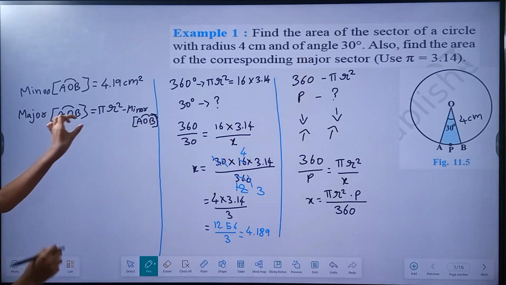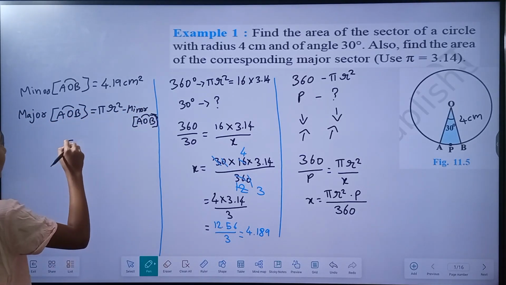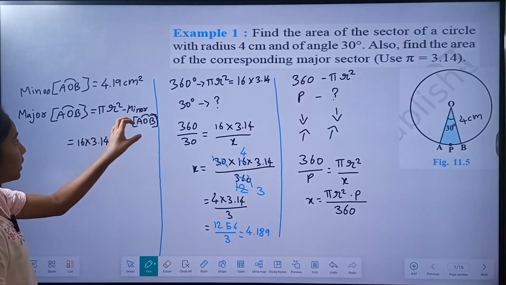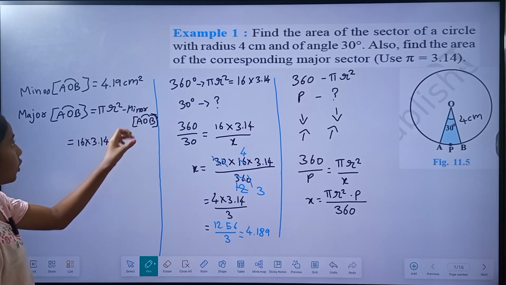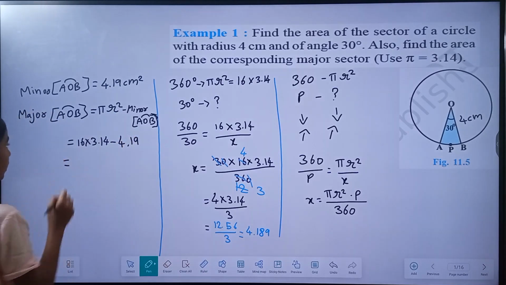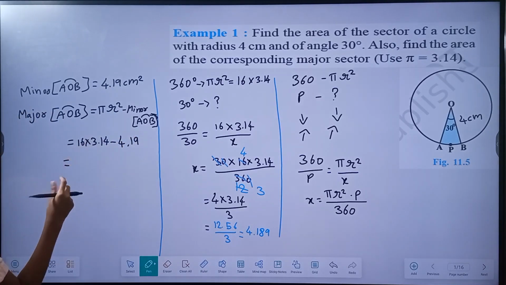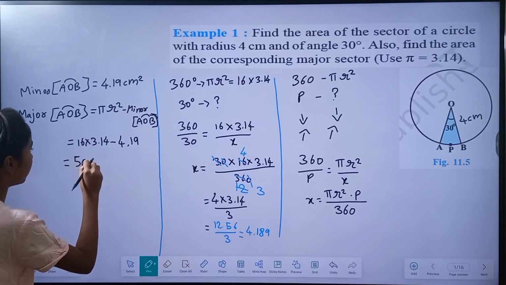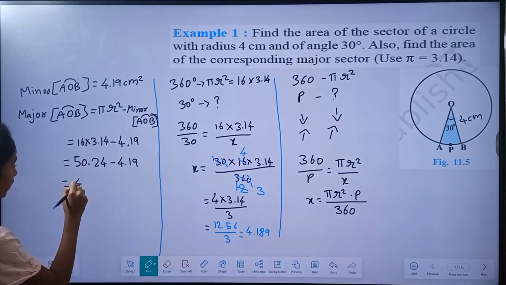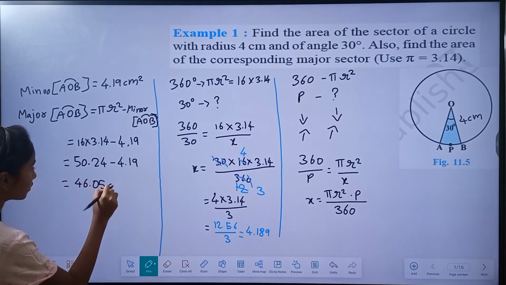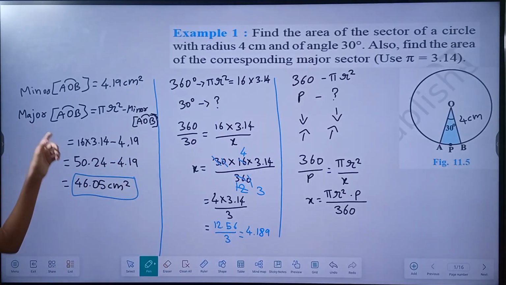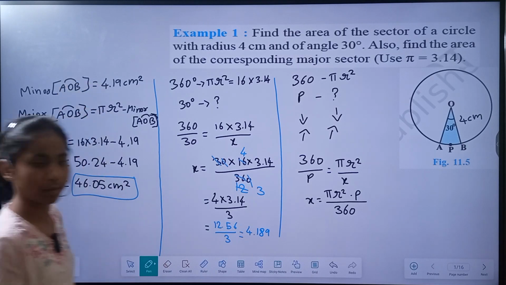So we have pi r square, which is 16 into 3.14, minus the minor sector AOB, which is 4.19 centimeter square. This equals 50.24 minus 4.19, which equals 46.05 centimeter square. This is the area of the major sector AOB, and this one is the minor sector AOB.